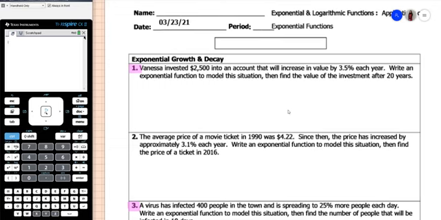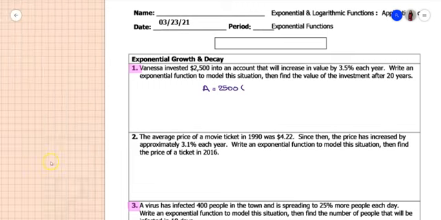So on this first one, it is an exponential growth and decay problem, and it says Vanessa invested $2,500 into an account that will increase in value by 3.5% each year. Write an exponential function to model this situation, then find the value of the investment after 20 years. So we've got our formula. So the principal amount, initial amount, that she put into the account was $2,500.